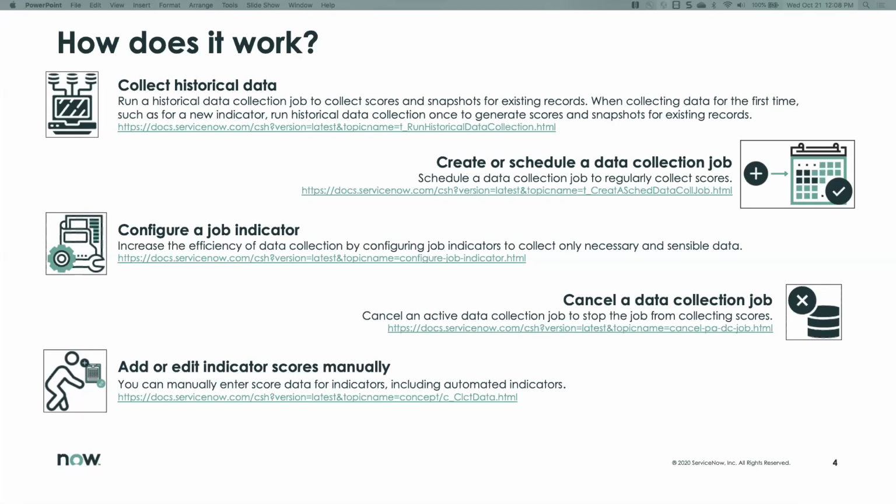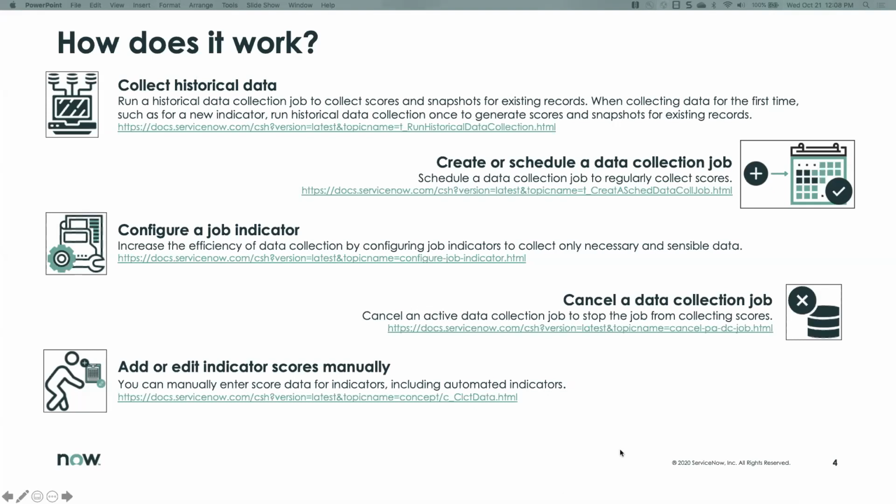So you can create or schedule data collection jobs, obviously. Here we schedule a data collection job to regularly collect scores. This is something that happens a lot more than a historical job. Configure a job indicator: here we can increase the efficiency of your data collection by configuring job indicators to collect only what is necessary and sensible. It gives you the ability to be a little bit more precise about exactly what you want.